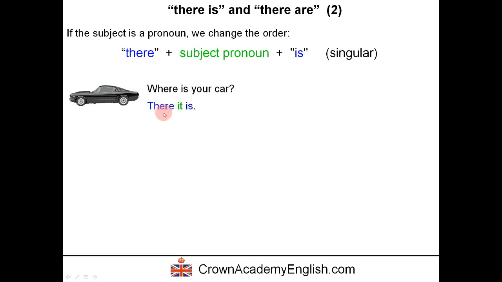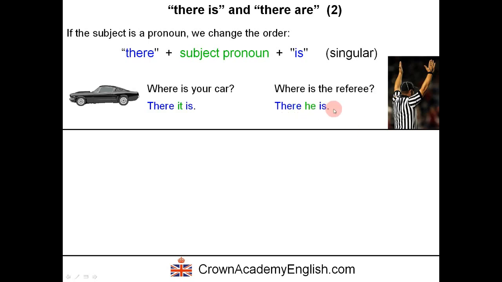So when we say "there it is," we are describing something that is not close to us, slightly far from us. Okay, it's not right next to us, it's a slight distance away from us. So there it is, and perhaps we will point with our finger. Where is the referee? There he is. So there is, and we use the subject pronoun. And it's a man, so we use the masculine. There he is.